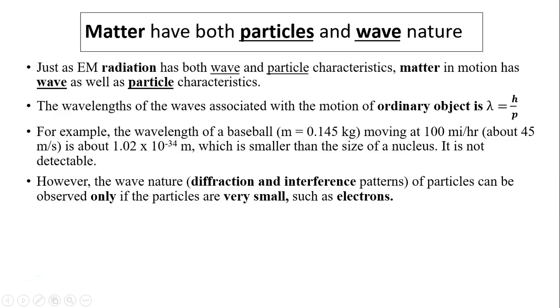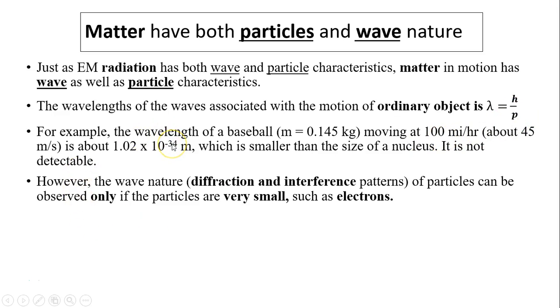Okay, so matter has both particle and wave nature. Just as EM radiation has both wave and particle characteristics, matter in motion has wave as well as particle characteristics. The wavelength of waves associated with the motion of an ordinary object is lambda equals h over p. This is derived from p equals h over lambda.